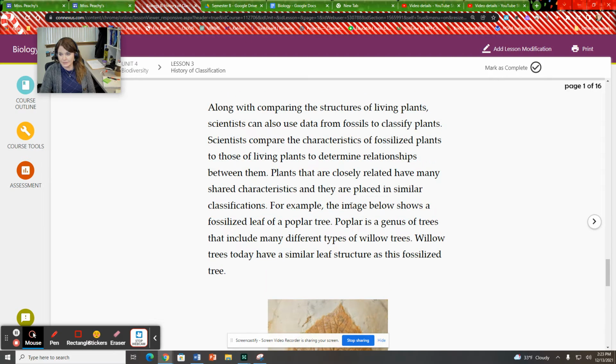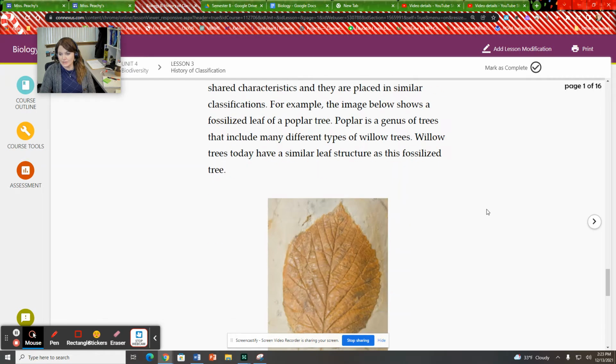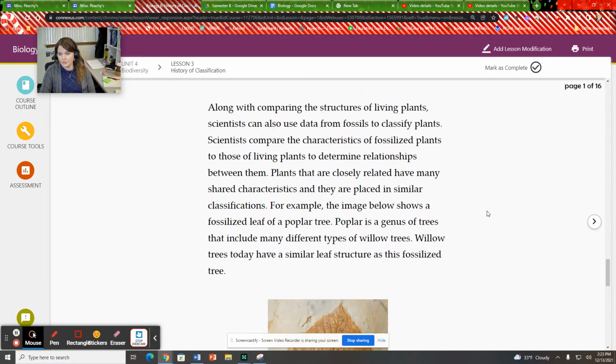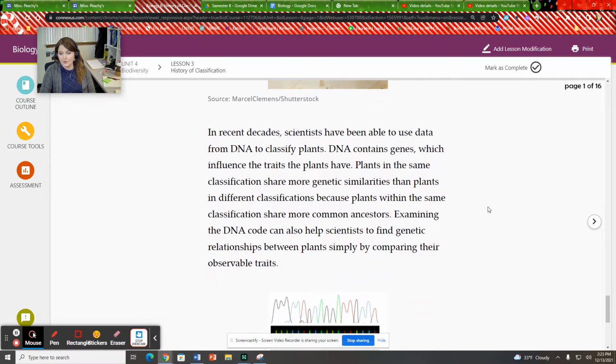It also talks a little bit about the willow tree. You can see this is a fossilized willow tree leaf, and today poplar is a genus of trees that includes many different types of willow trees. But more recently, we've been able to use DNA to help us categorize and classify plants. DNA contains genes which influence the traits the plants have. Plants in the same classification share more genetic similarities than plants in different classifications because plants within the same classification have a more recent common ancestor.